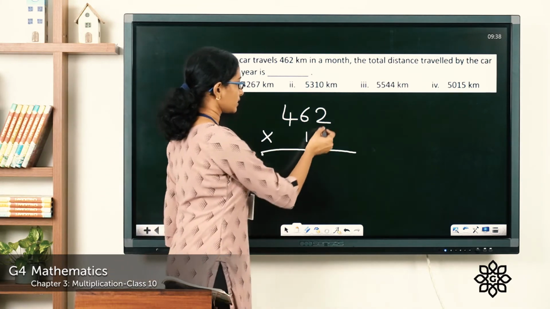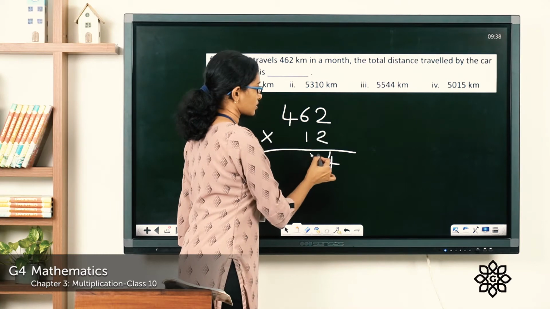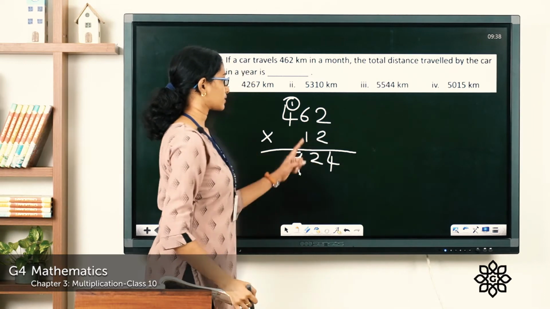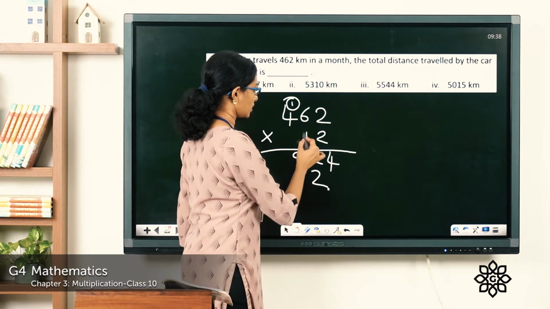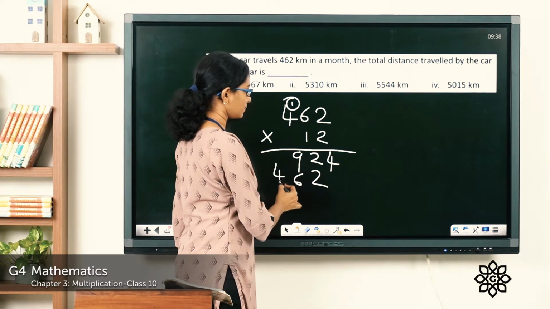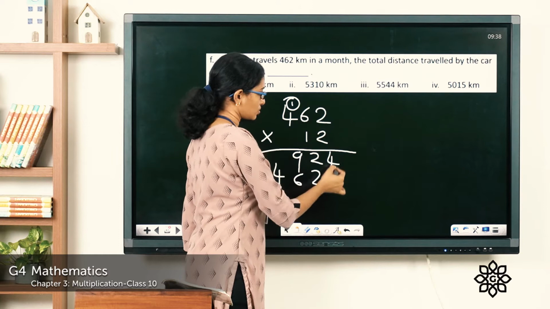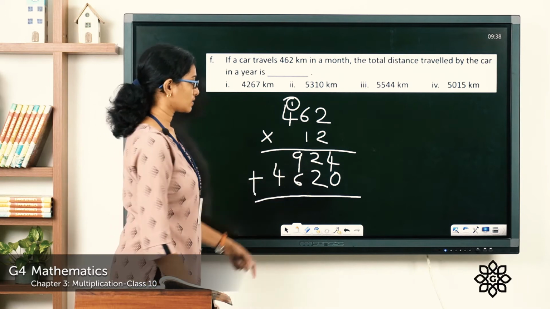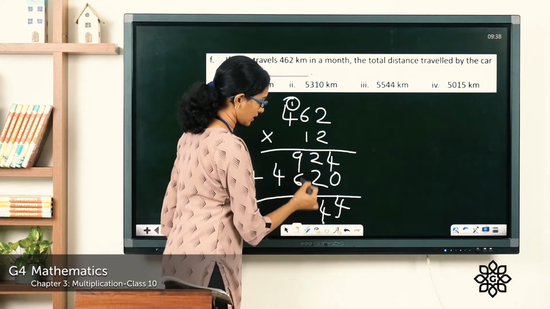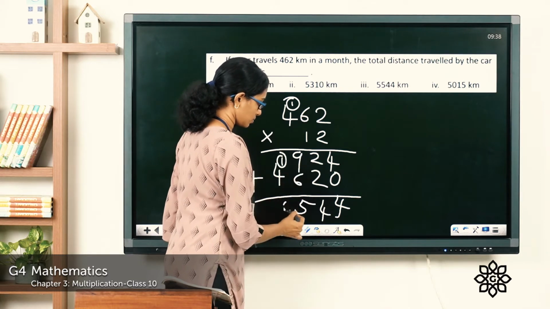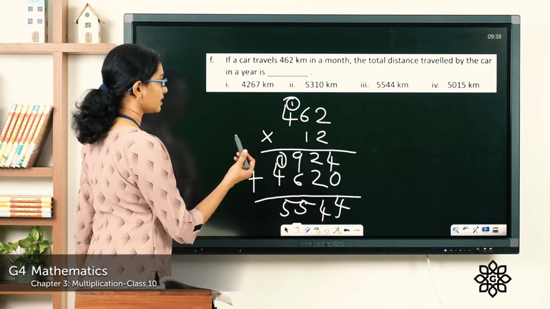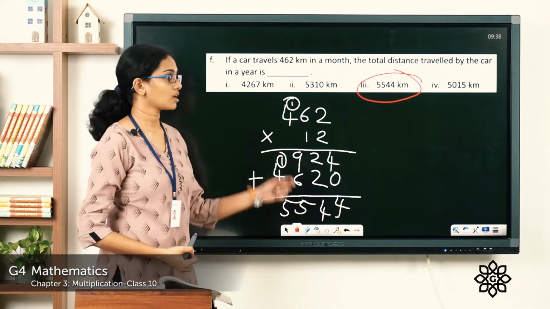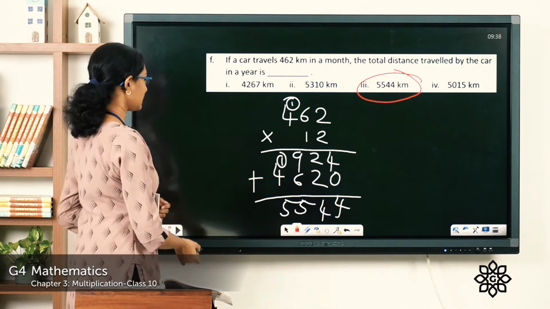Let's find the product. 2 into 2, 4. 2 into 6, 12. Carry over 1. 2 into 4, 8. Plus 1, 9. Now the next product, 1 into 2 is 2, 1 into 6 is 6, 1 into 4 is 4. So it's actually 10 into 2, so here you have to insert 1 zero. Adding the products gives you 4 here, 4 here, 9 plus 6 is 15, carry over 1, 4 plus 1, 5. So what is the correct choice there? It's choice number 3, 5,544 kilometers. That's the distance the car will travel in a year.